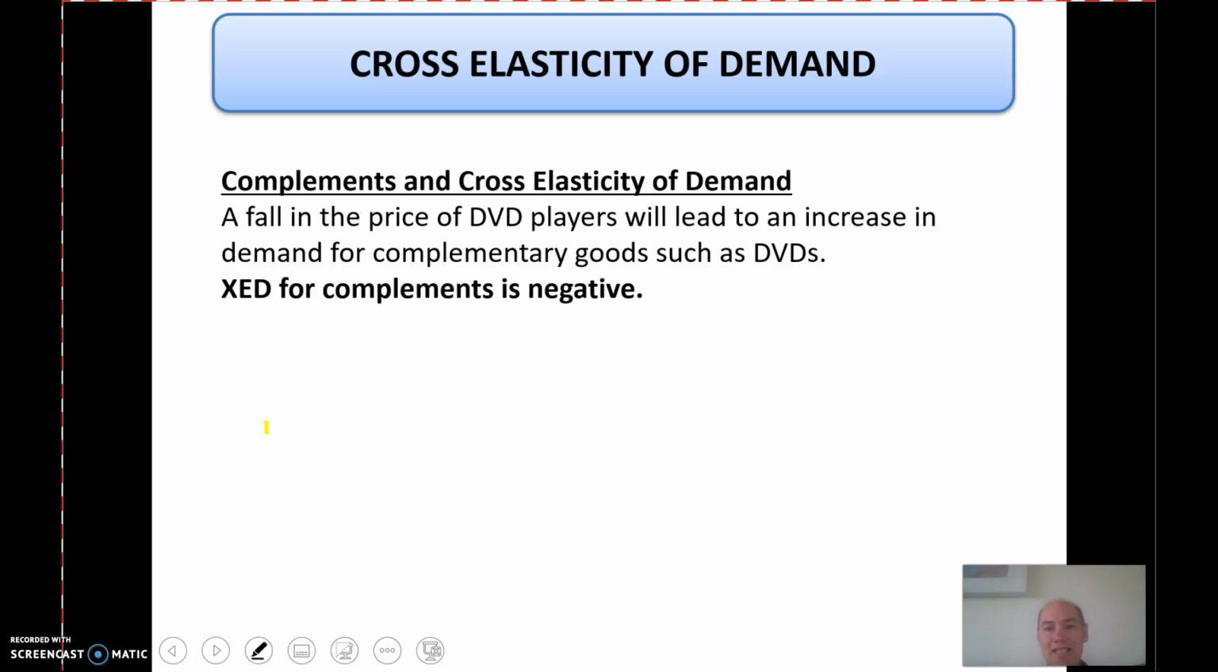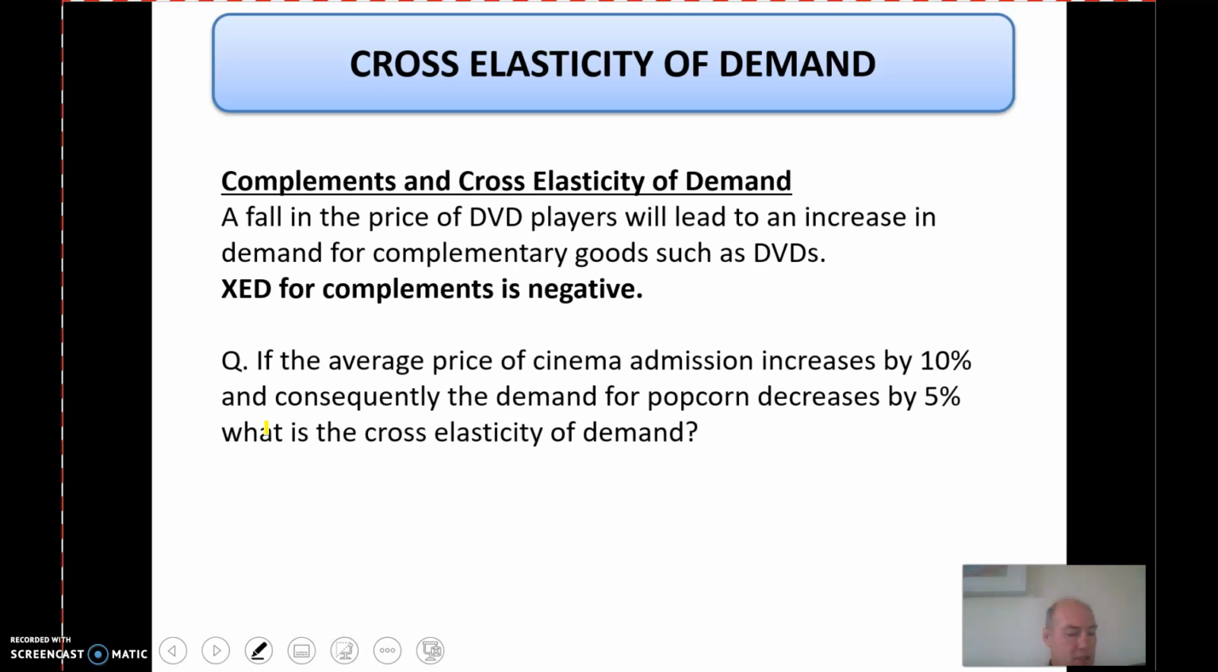And the cross-elasticity of demand for complements: a fall in the price of one, a negative number, leads to an increase in the demand for DVDs. One divided by the other, a positive divided by a negative, is going to give a negative number for cross-elasticity for complements. Okay, so let's just have a look at this.